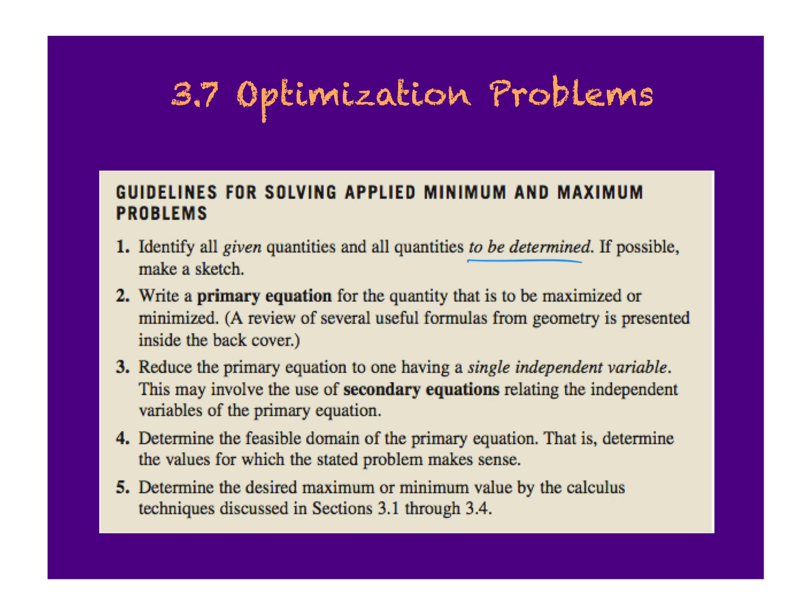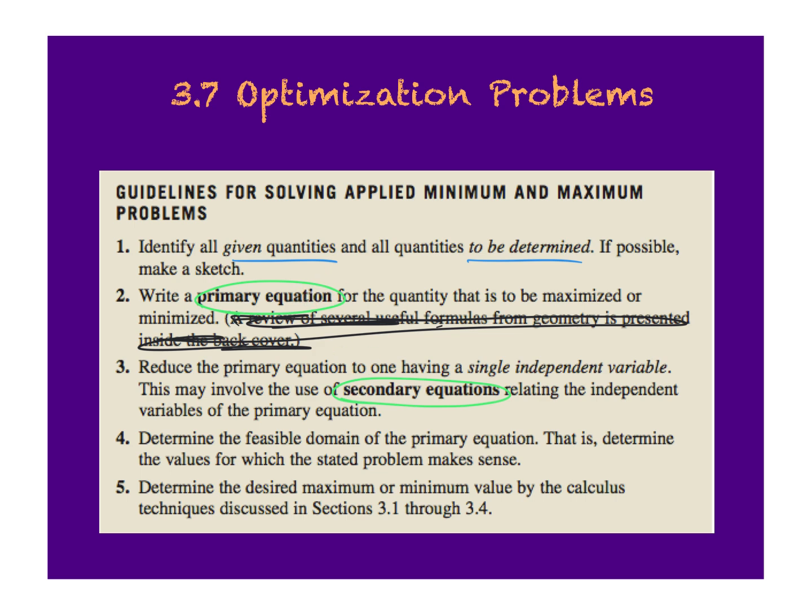Write a primary equation for the quantity that is to be maximized or minimized. Reduce the primary equation to having a single independent variable. This may involve the use of secondary equations relating to the independent variables of the primary equation. So kind of like related rates, there's going to be a primary equation. This is what's going to be minimized or maximized. That's how you know what it is. And then there's a secondary equation that's going to help us substitute back into the primary to then take our derivative.